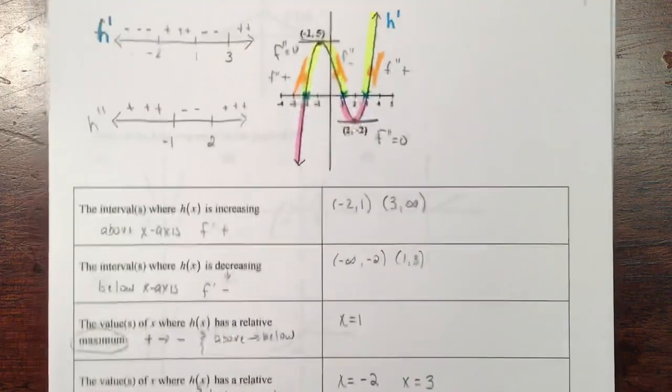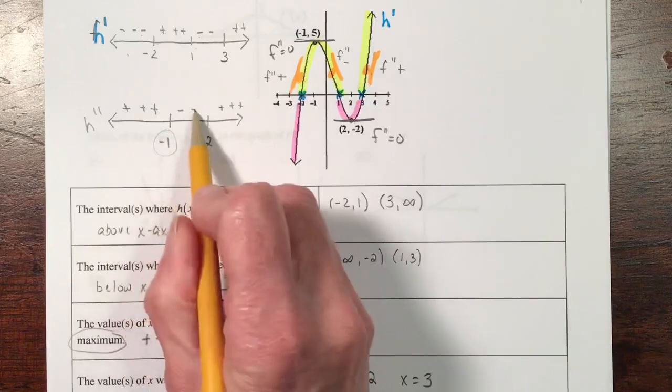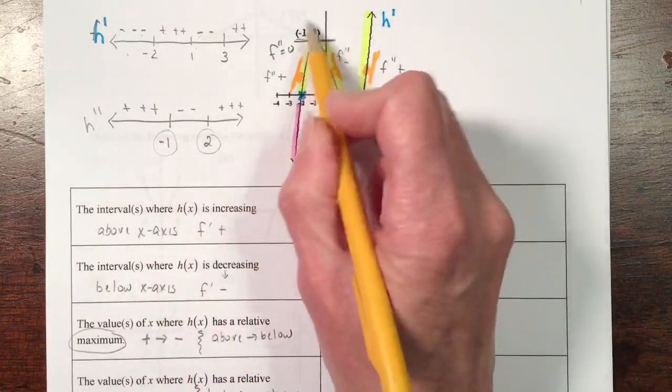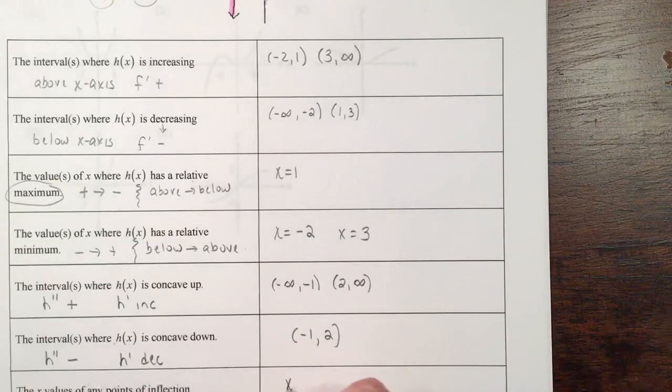Okay, so when we go back up here to look at this for a minute, I see it happens at -1 and at 2. And again, we see our turning points. So our points of inflection are -1 and 2.